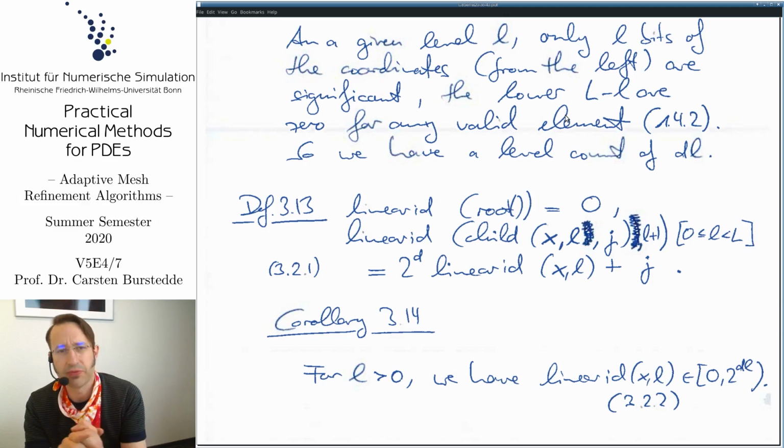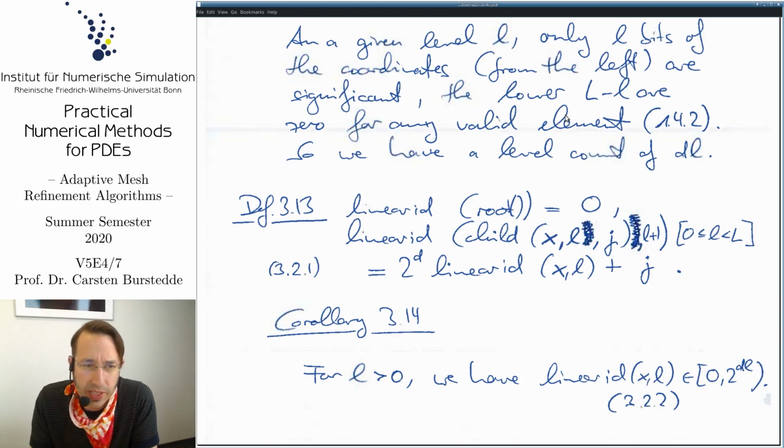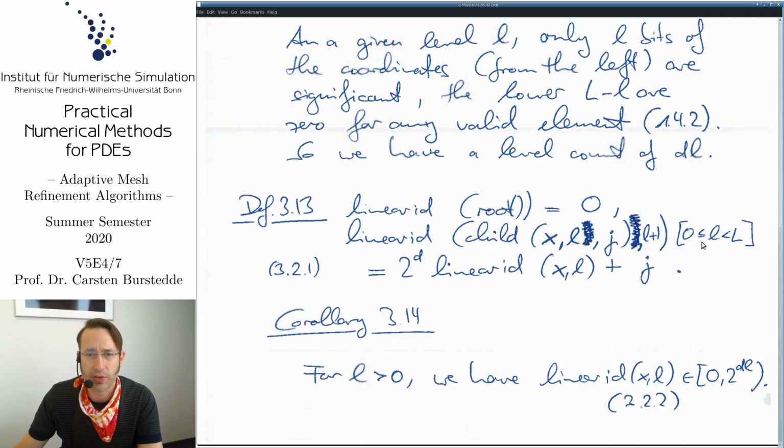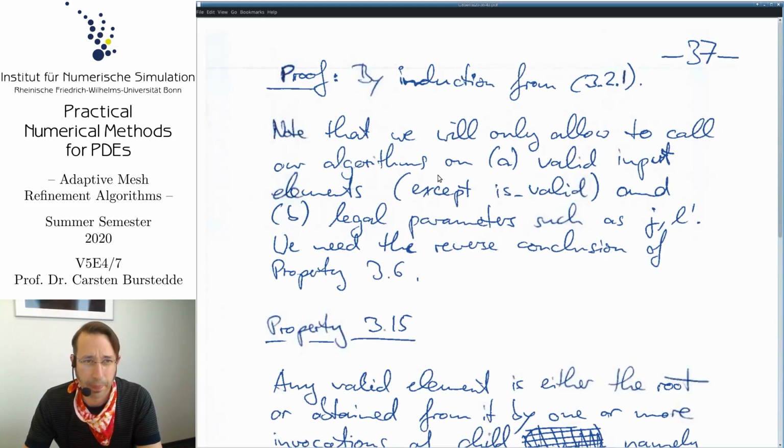So this is an inductive definition. We see immediately that for some little l that is not 0, the linear ID is in the expected range of values between 0 and 2^(dl), which can be proven very easily by induction from that definition.